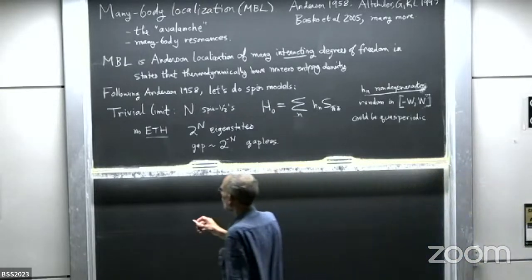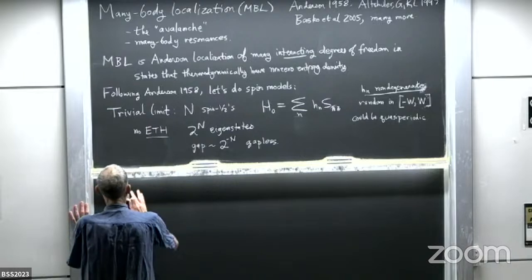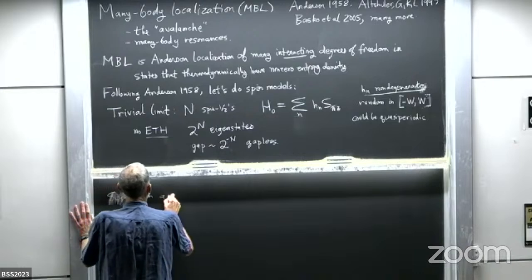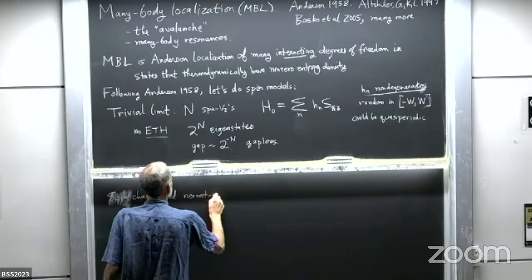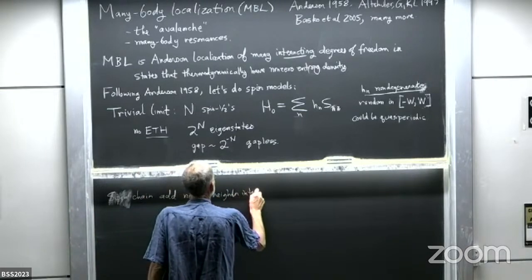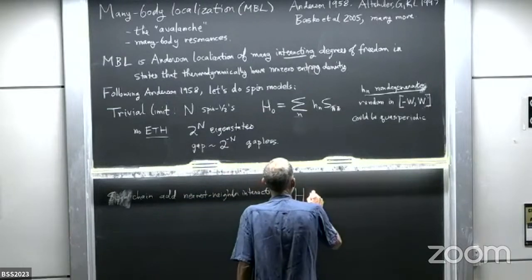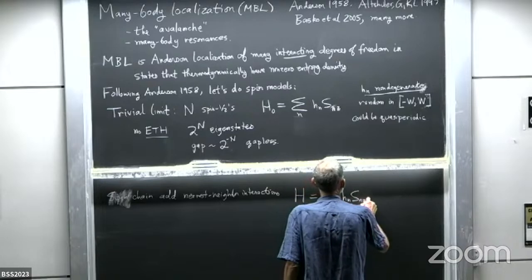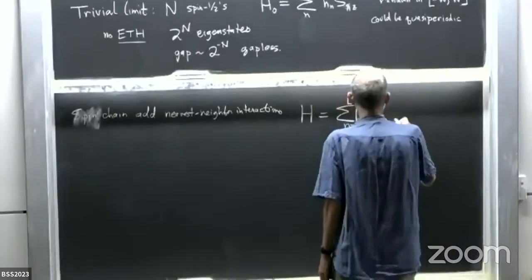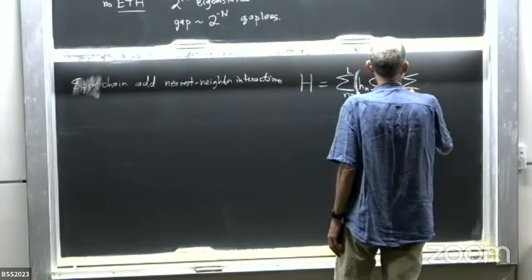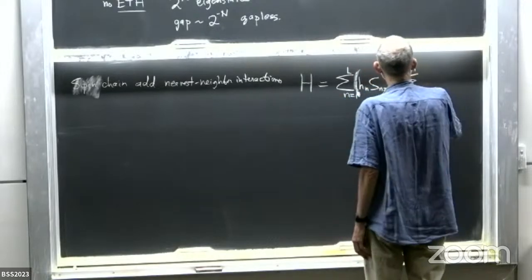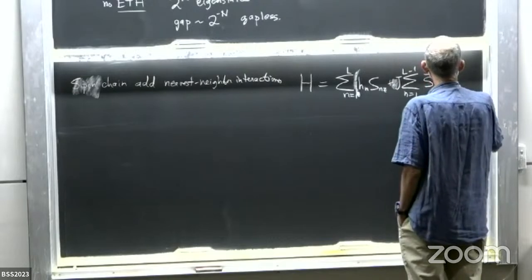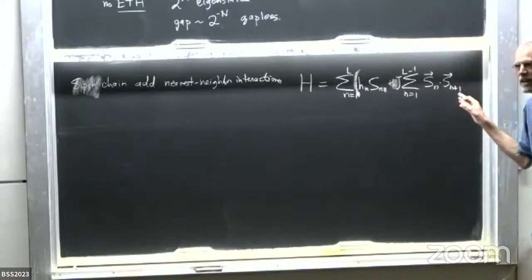So now let's move away from the trivial limit. Let's add a one-D spin chain. Let's add a J coupling, so we can move away from zero. And I'm leaving open boundary conditions. We usually do that.